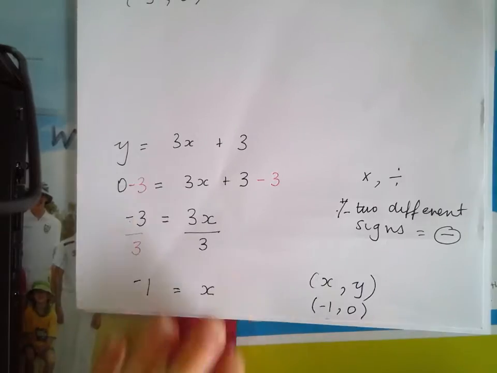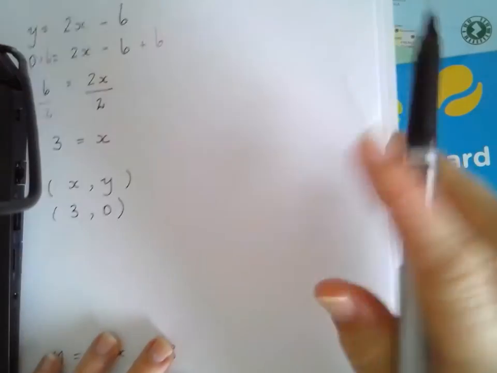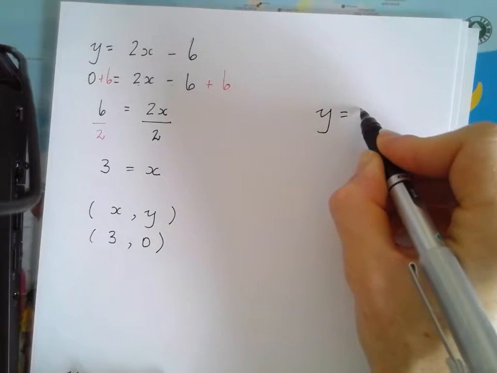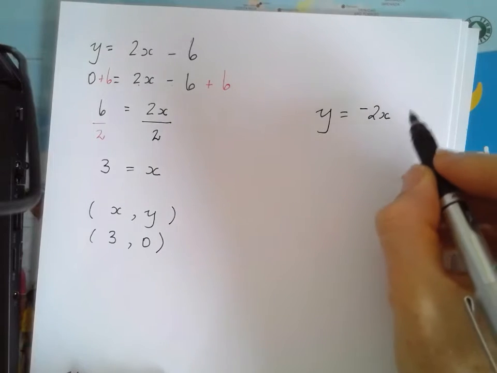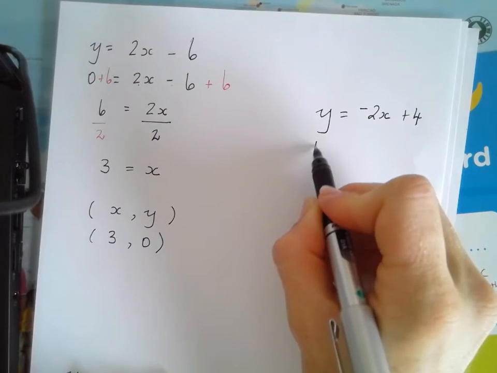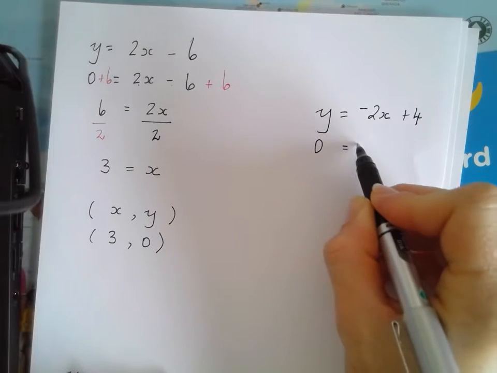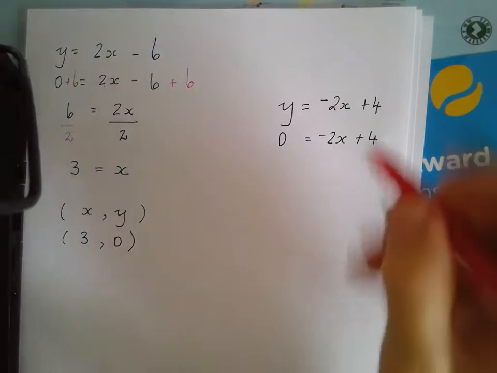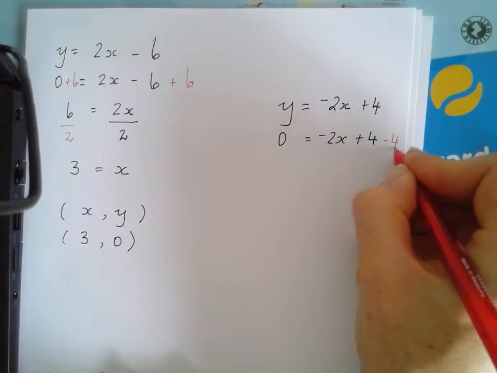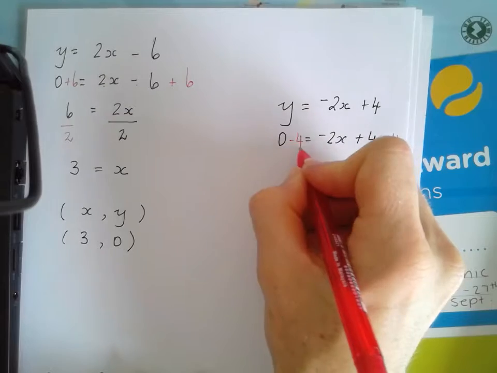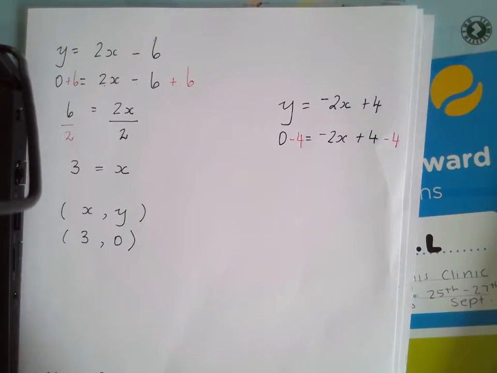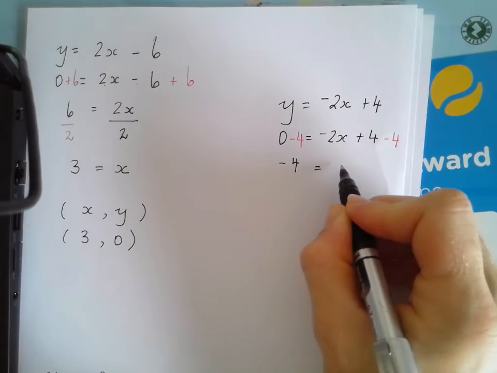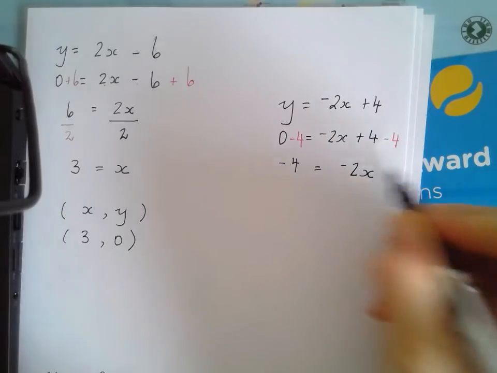Okay, so another one I'll squeeze up here. y equals -2x plus 4. So my first step is to set the y to 0, so 0 equals -2x plus 4. To get rid of my add 4 on the right hand side, we're going to subtract 4. Therefore we have to subtract 4 on that side. What we do to one side, we do to the other. So now our left hand side equals -4, and our right hand side equals 2x.